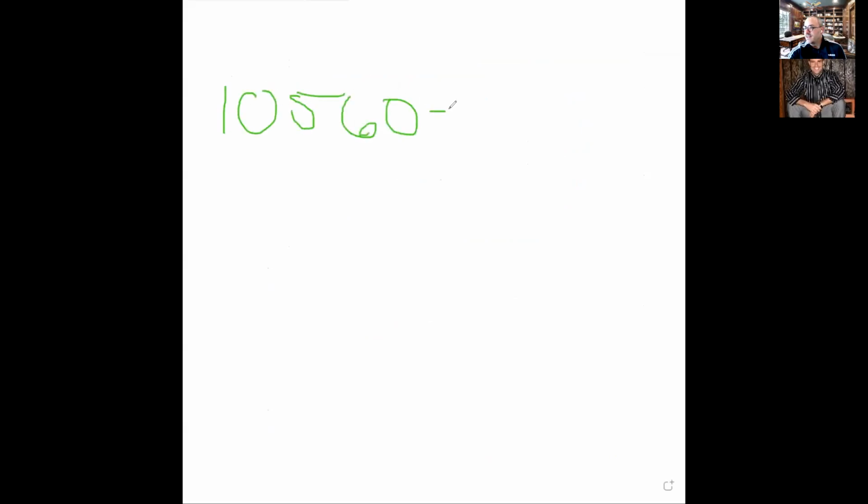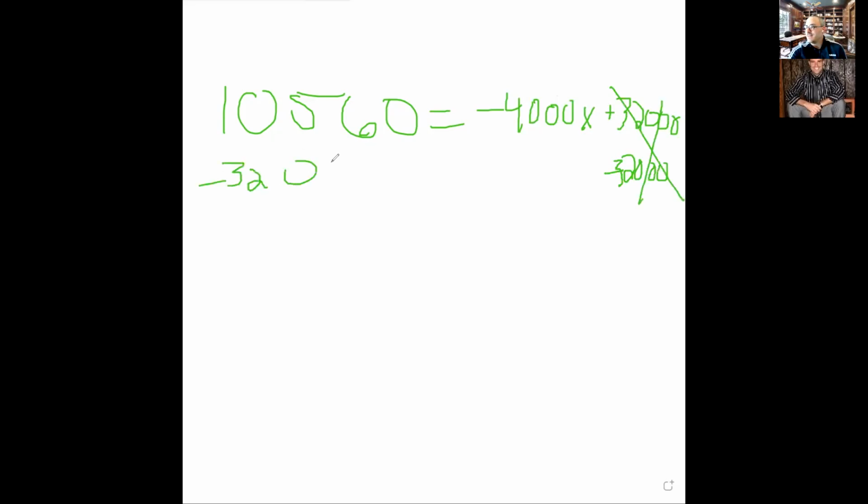10,560 equals negative 4,000. Oh, I need to write smaller. I'm going to fit it in there. Times X plus 32,000. Oh, just barely got it. All right. I'm subtracting 32,000 over here, which gets rid of this. Subtracting 32,000 over here, which gave me negative 21,440 equals negative 4,000 times X. Probably should have used the tablet, it helps me do this a lot better, if I would have used it, right?